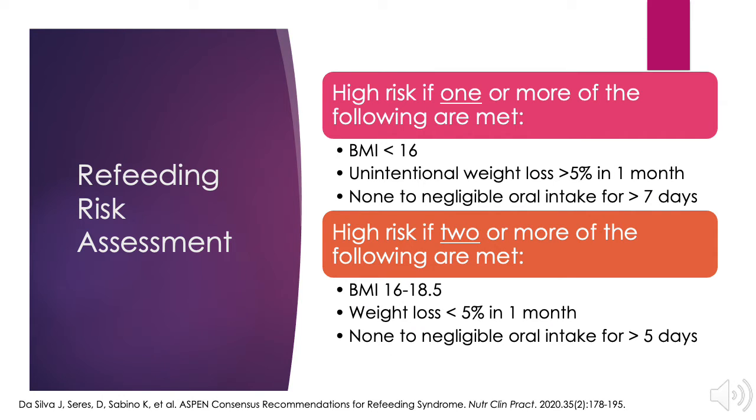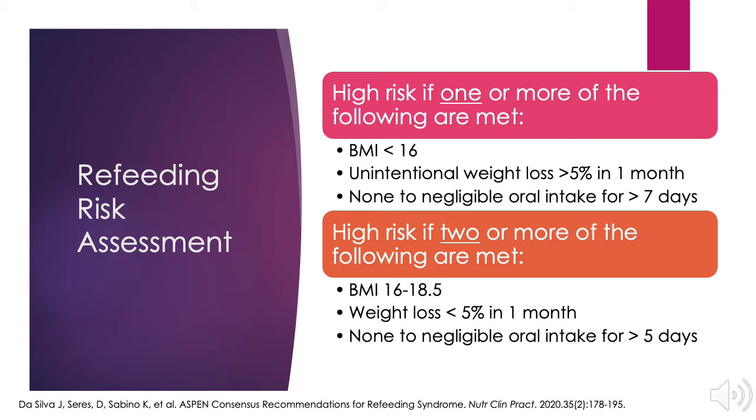Well, how do you know if your patient is at high risk for refeeding? In 2020, the American Society of Parenteral and Enteral Nutrition, or ASPEN, published consensus recommendations for refeeding syndrome. A patient is automatically classified as high risk for refeeding syndrome if at least one or more of these are met: a BMI less than 16, unintentional weight loss greater than 5% in a 1-month period, or none to negligible oral intake for a period greater than 7 days.